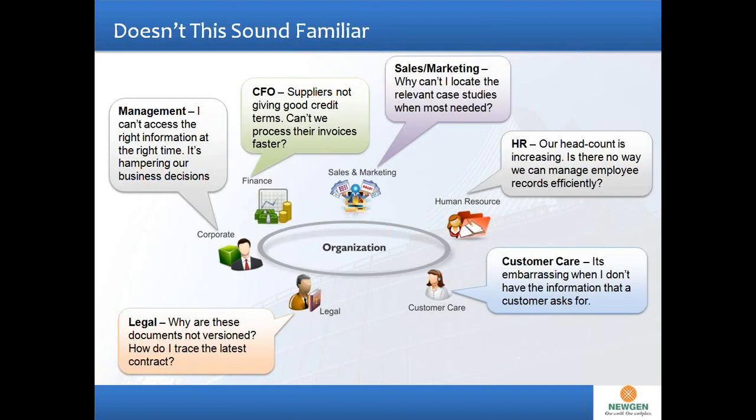So all in all, if you look at all these, this sounds very familiar. Management is always cribbing that they do not have the right information at the right time, so they are not able to take the right decision. The CFO is wondering, he is not getting good credit terms because they are not able to process the invoices on time. Sales and marketing is often cribbing that they don't get the updated case studies.